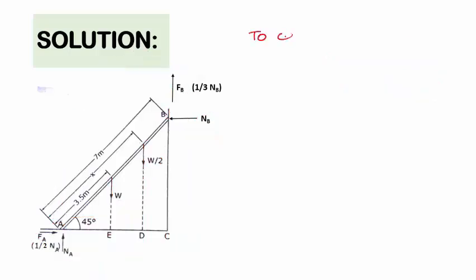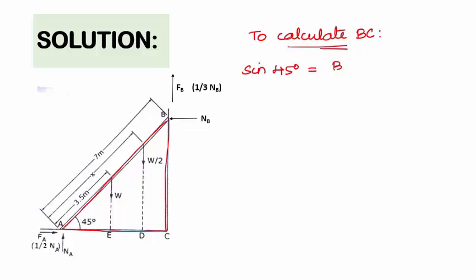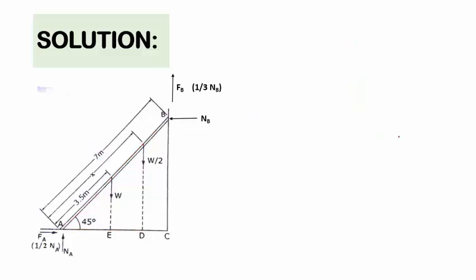To calculate BC, this is BC. By considering this right angle triangle, we can calculate the value of BC by considering the trigonometric relationship for sine 45 degree is equal to the opposite side BC divided by hypotenuse. Hypotenuse for the considered right angle triangle is the length of the ladder, that is 7 meter. So BC is 7 sine 45 degree, that is 4.9497 meter.